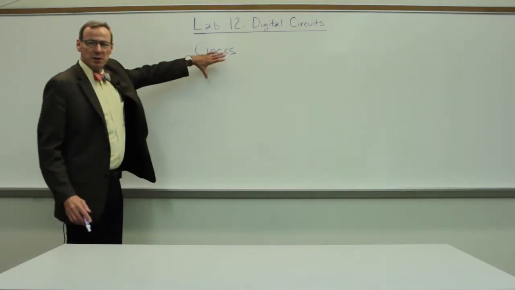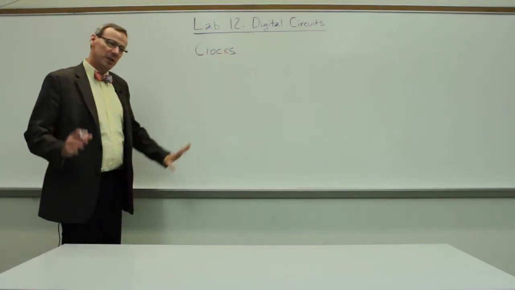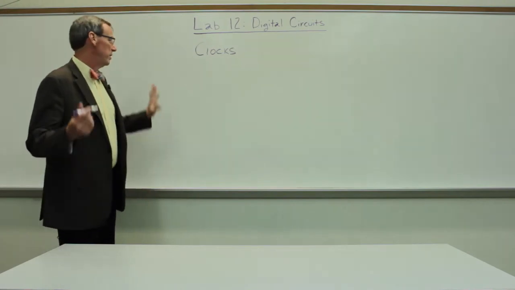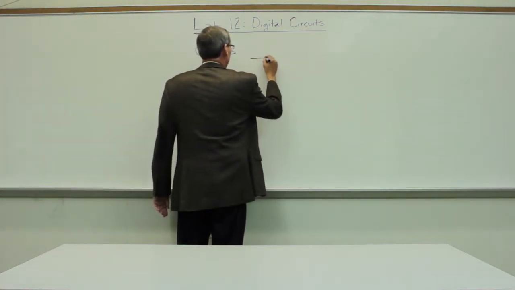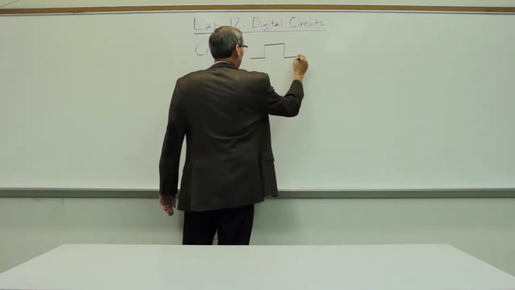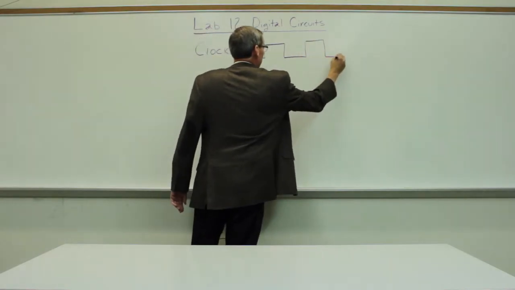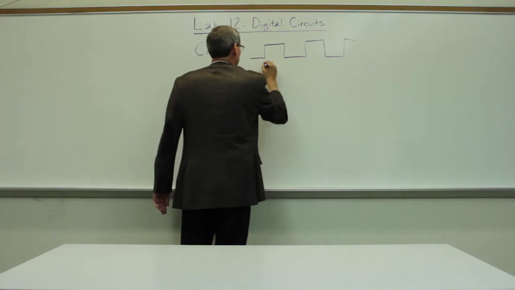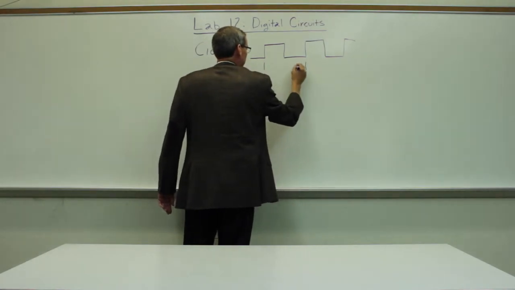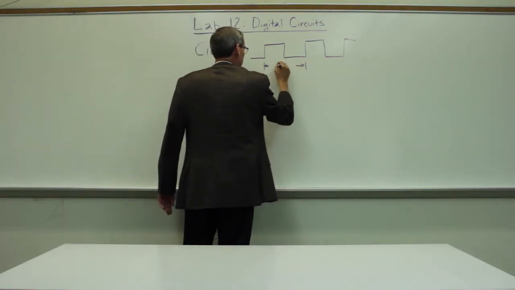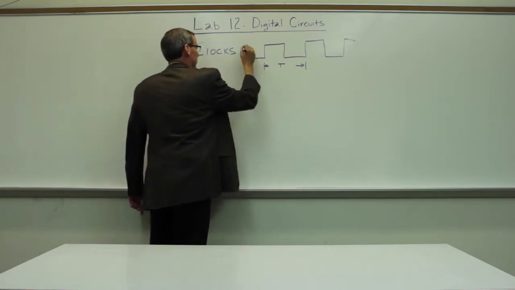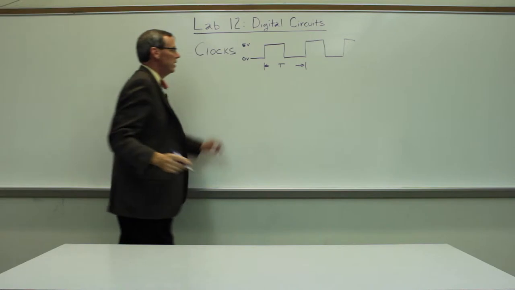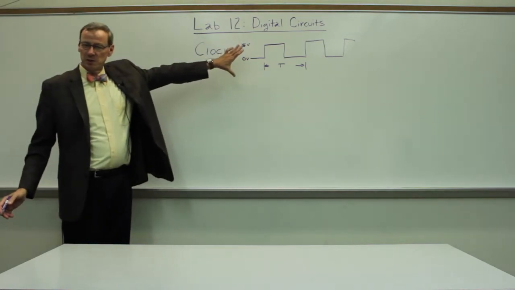So when we're dealing with digital circuits, something else that's important is something which we call a clock, which in the case of digital circuits is basically a pulse chain of 0 and 5 volts with some regular period. So from here to here, there's some period T, there's some frequency. So this is 0 volts and 5 volts. And we push that into our digital circuits.